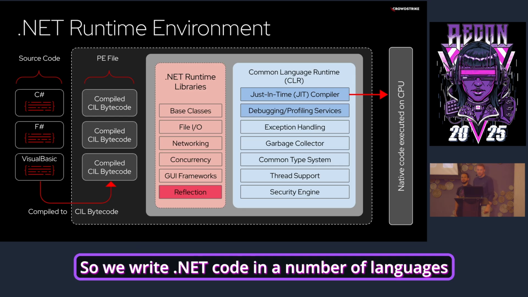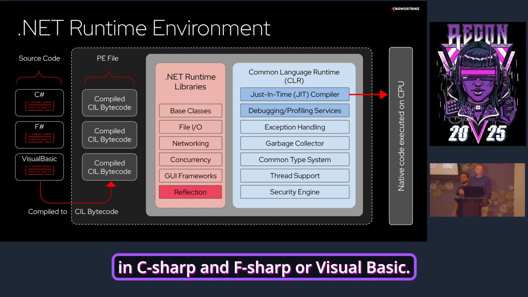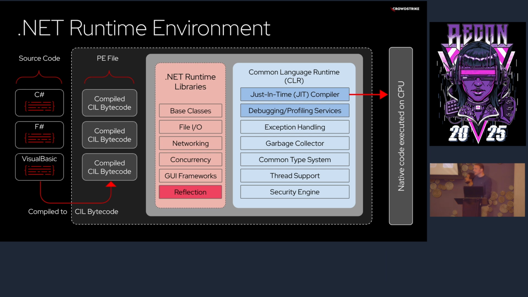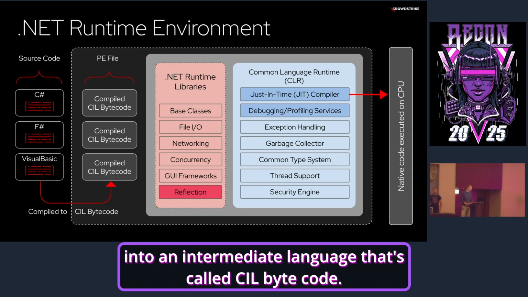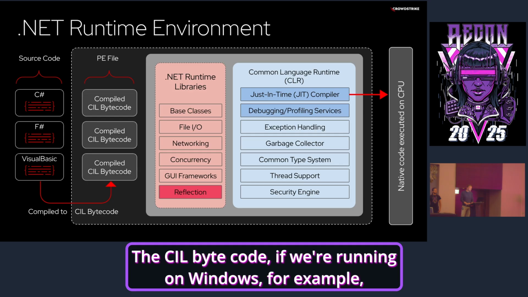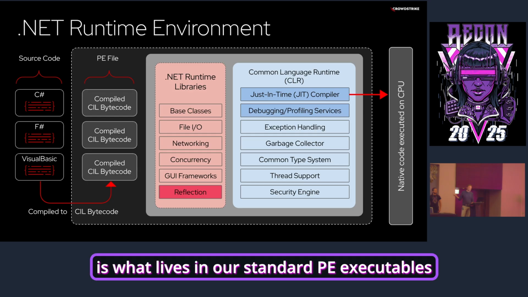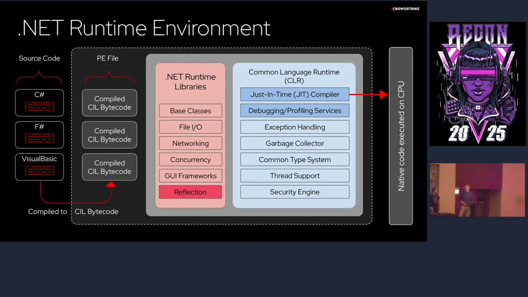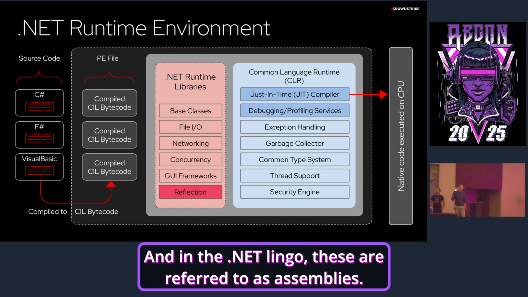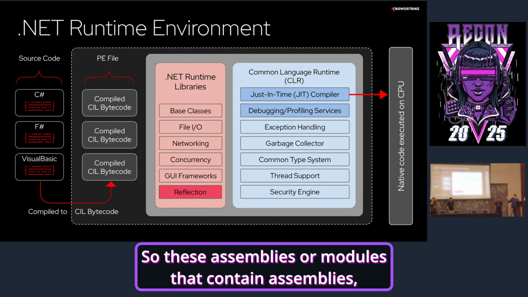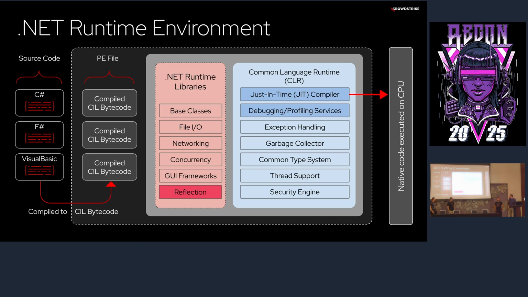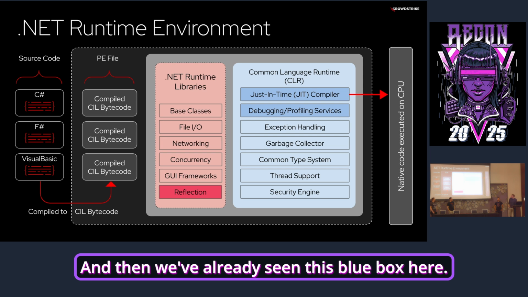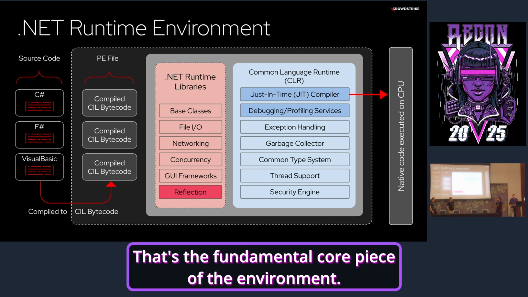So we write .NET code in a number of languages, in C#, in F#, or Visual Basic. Those are the supported ones. And then this source code gets compiled into an intermediate language that's called SIL bytecode. The SIL bytecode, if we're running on Windows, for example, is what lives in our standard PE executables that get executed. And in the .NET lingo, these are referred to as assemblies. So these assemblies or modules that contain assemblies, they get loaded into the .NET runtime environment. And then we've already seen this blue box here. That's the fundamental core piece of the environment.